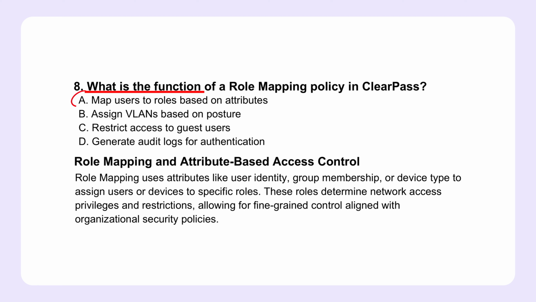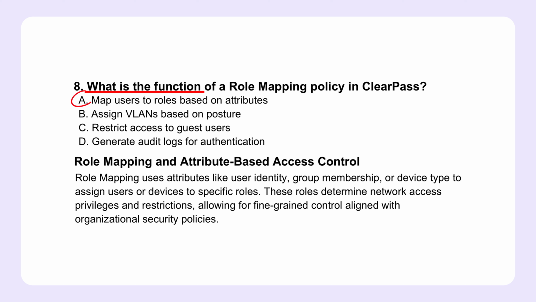Like from AD, it knows your department is sales. From Device Insight, it knows you're using a corporate laptop. From OnGuard, it knows the laptop is compliant. A role mapping policy might say, if department is sales, device type is corporate laptop, and posture is compliant, then assign the trusted sales role. Okay. So the role depends on multiple factors combined. Exactly. And that role is then used in your main policies and linked to an enforcement profile.